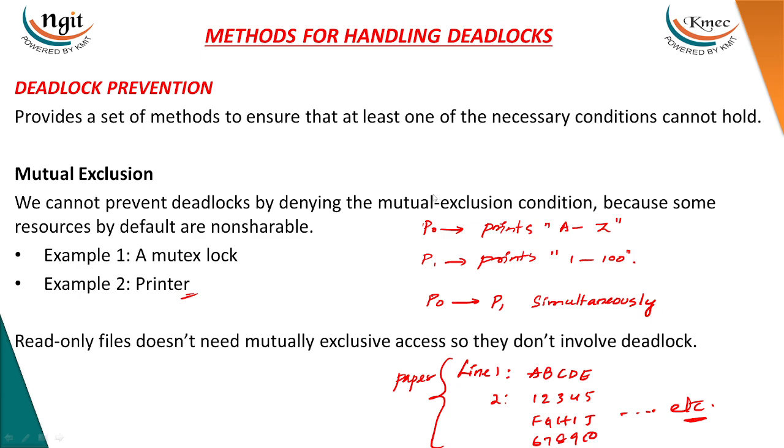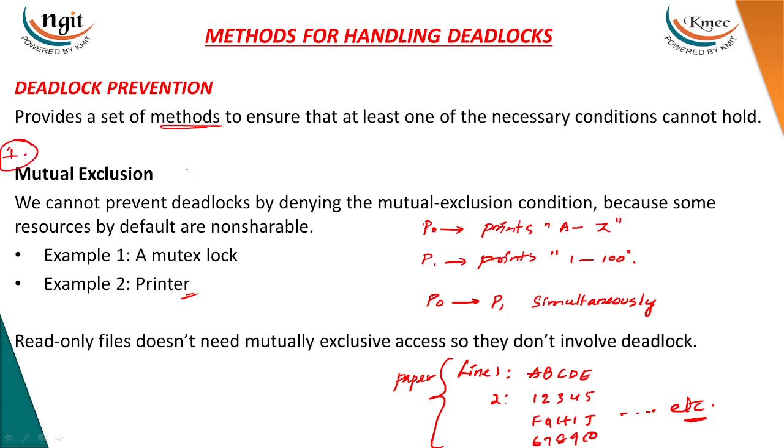There are four necessary conditions that cause deadlocks. All four must occur. If any one of the conditions fails, then there is no deadlock. Similarly, deadlock prevention provides a set of methods that can fail at least one particular condition. The first condition here is mutual exclusion.